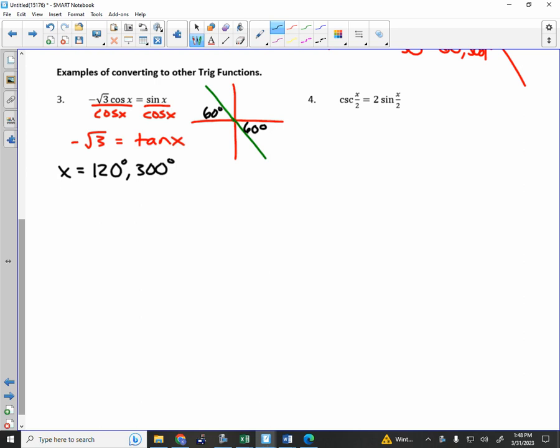Okay, cosecant and sine. What's the relationship between those two? Reciprocal. They're reciprocals. I'm going to write it as 1 over sine of x over 2 is equal to 2 sine of x over 2 over 1. And what could I do? Cross multiply. And we get 1 is equal to 2 sine squared of the quantity x over 2.